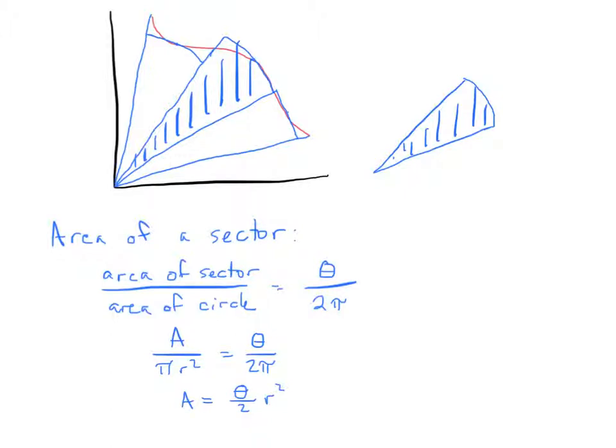So the area of a sector, the easiest way to think about it maybe is with a proportion, where we have the area of a sector over the area of a circle equals the angle for the sector over the angle for the entire circle, which is 2 pi. And then we'll call the area of the sector A, just to make it a little bit easier. Area of a circle is pi r squared. So when we simplify this formula, what we're looking for is the area of a sector, so we get A equals theta over 2 r squared, where theta tells us the central angle, this angle here, for our sector.